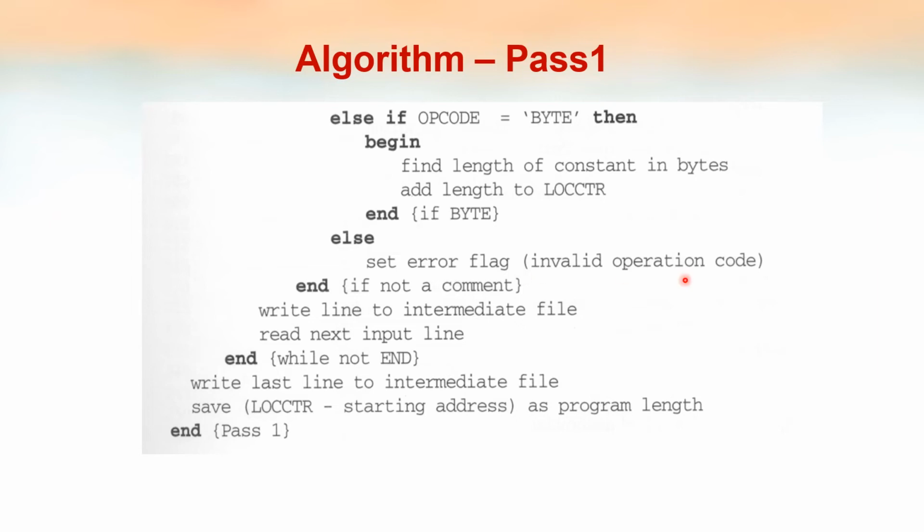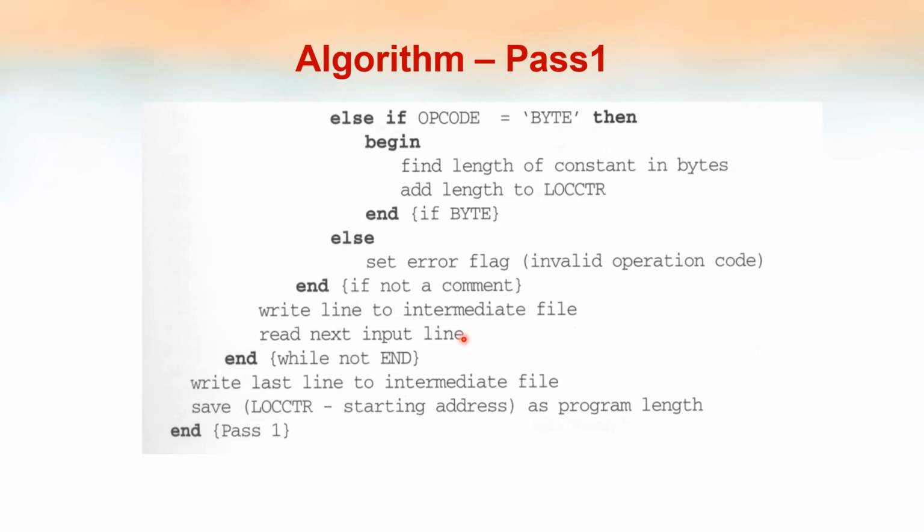Then else, here this else means if the opcode is not found, then set the error flag. That is, it is not there in the OPTAB and it is not reserved by the reserve words BYTE and WORD, which means it is an invalid opcode. So we have to show that error, set error flag, invalid opcode. Then write line to intermediate file. First we have processed one line, that line we can directly write into the intermediate file.